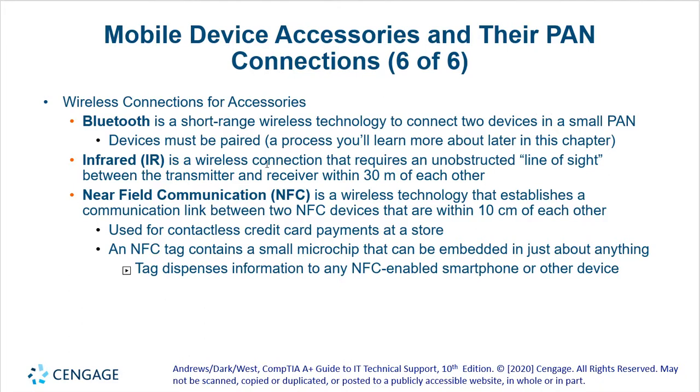Then infrared is just a line of sight between the transmitter and receiver. They have to be within 30 meters of each other, which is about 100 feet or less. So they just have to be near each other. And then we have near field communication. This is what they use when you tap to pay, so it's contactless credit card payments. You've got your microchip that will give all of that information out.